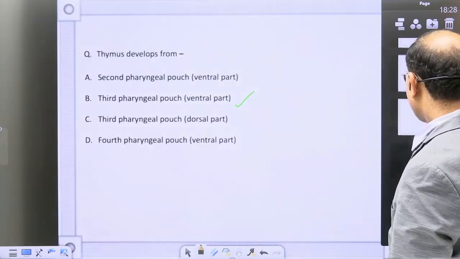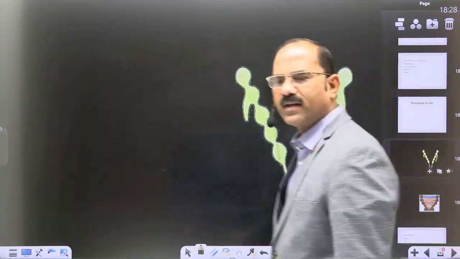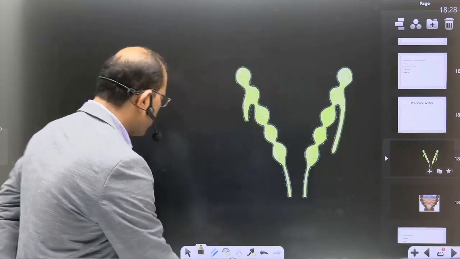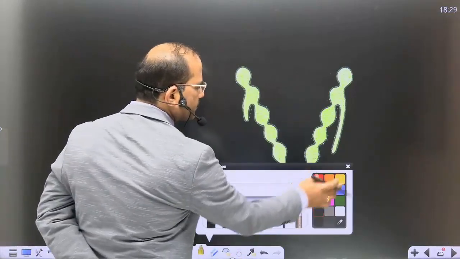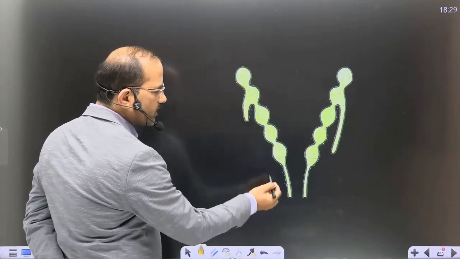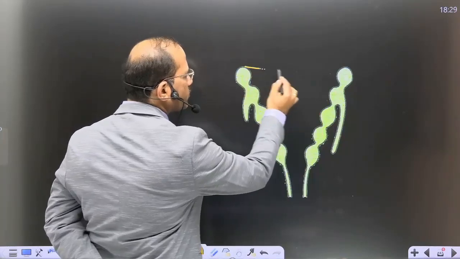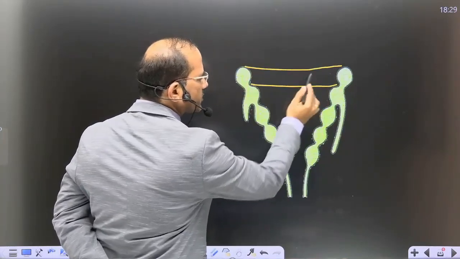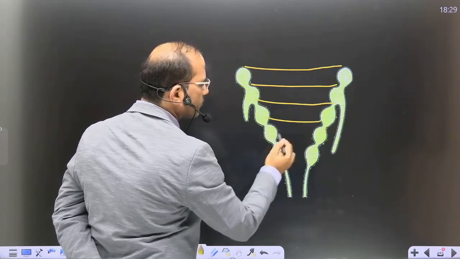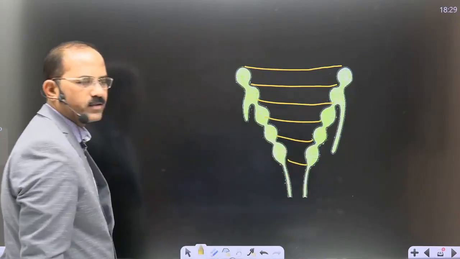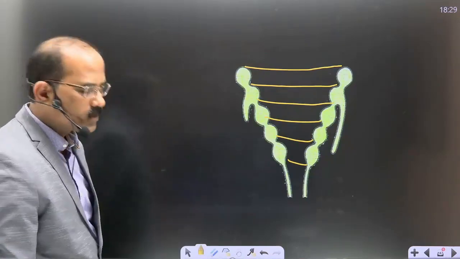Yes. Now coming to the pharyngeal arches. So now look at this, students. Just try to understand this. What is this from outside? Ectoderm from outside. This is endoderm from inside. Now we join this. This becomes the first pharyngeal arch, second, third, fourth, and sixth pharyngeal arches. So these are the six pharyngeal arches.